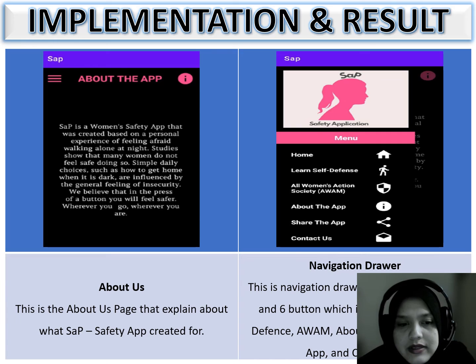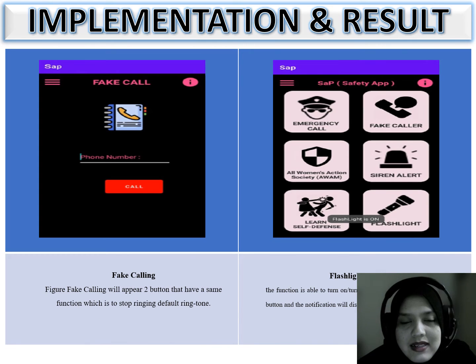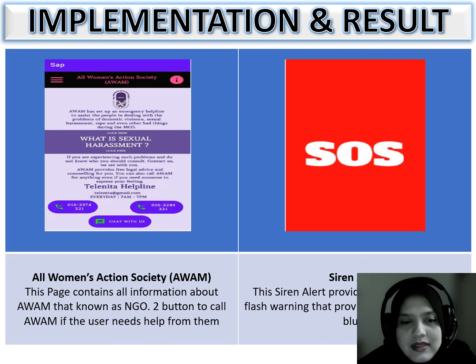Next, about us. This is the About Us page that explains what the SAP safety application was created for. And then this is the navigation drawer, consisting of Home, Learn Safe Defense, All Women Action Society, About the Apps, Share the Apps, and Contact Us. Next is the menu of Learn Safe Defense and the menu of fake caller. Next section is the fake calling menu, and then the flashlight menu. Next is the All Women Action Society menu.